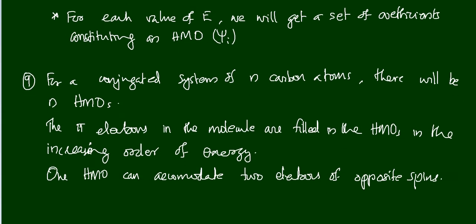And the ninth one: for a conjugated system of n carbon atoms, there will be n Hückel molecular orbitals, and the pi electrons in the molecule are filled in the Hückel molecular orbitals in the increasing order of energy. One Hückel molecular orbital can accommodate a maximum of 2 electrons of opposite spins. These are the assumptions of the Hückel molecular orbital theory.